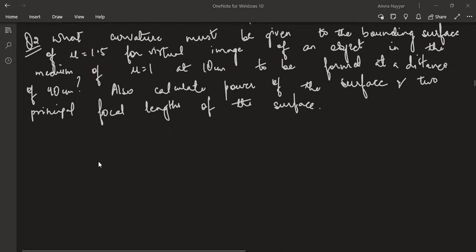What curvature must be given to the bounding surface of refractive index 1.5 for virtual image of an object in the medium of mu is 1 at 10 centimeters to be found at a distance of 40 centimeters. See here, object distance that is given is minus 10 centimeters. Image distance is given as minus 40 centimeters. Refractive index mu 1 is 1 and mu 2 is 1.5.